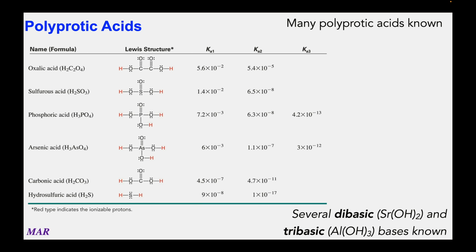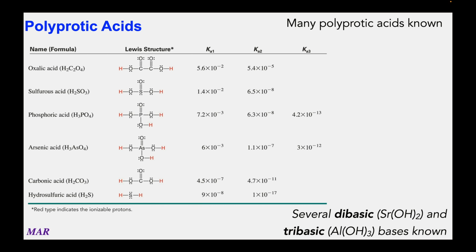Oxalic acid has 2 acidic hydrogens, the one on the left and the one on the right there, and there's their Ka values. Sulfurous acid has 2 acidic hydrogens. Phosphoric acid we saw has 3. Arsenic acid we saw a little bit earlier has 3 acidic hydrogens. Carbonic has 2. Hydrosulfuric acid actually has 2, although the second one is so weak people wonder if it's really an acid at all. But anyway, there are also what they call dibasic and tribasic systems.